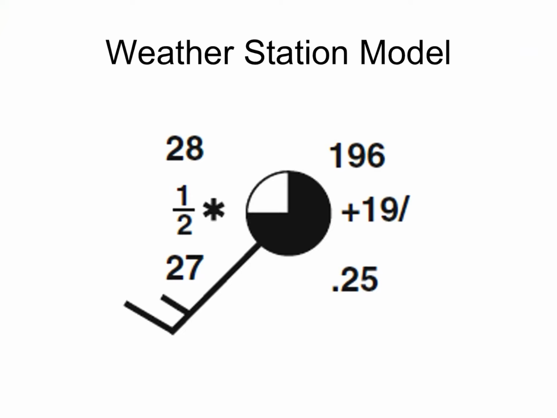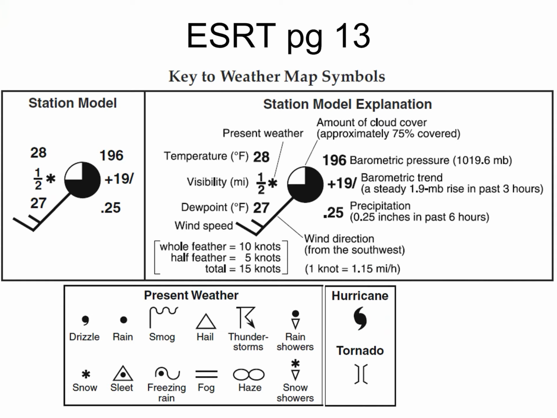And the good thing is that our reference tables give us a key that explains everything, and that's on page 13, all right? So it tells you what each number in each location represents. So anything in the top left is going to be temperature. Bottom left is going to be dew point. Remember, when the temperature equals dew point, you get rain, right?